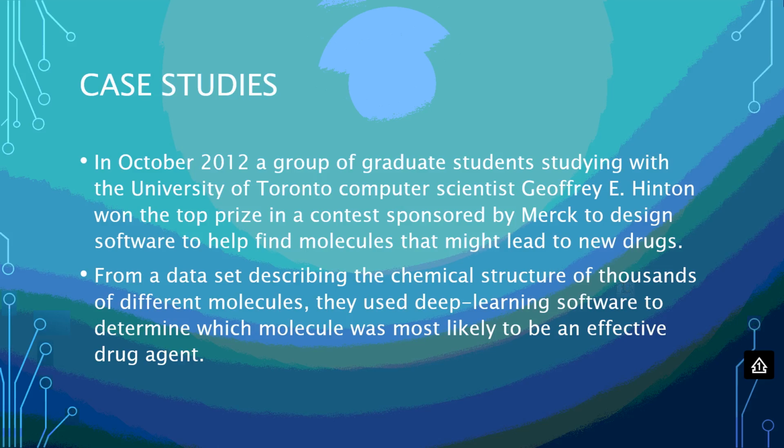So let's take a look at some examples of deep learning and how they've fared in recent days. In October 2012, there was a group of students who entered a contest to help find molecules that might lead to new drugs. They fed it a very small sample of data, just thousands of different molecules, and the deep learning software determined which of the molecules were most likely to be an effective drug agent. And it actually won this competition. What was really impressive was that the students didn't have a lot of intimate knowledge about the subject, and it was a very last-minute entry. So the fact that it outperformed everything else and won the competition was very impressive.